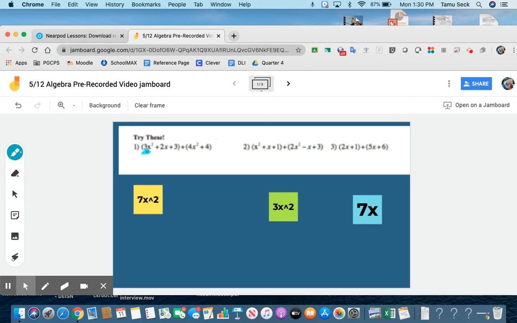So 3x squared plus 4x squared is 7x squared. Then 2x, and there's no x on the other term, so it's just the 2x. And then we're going to add the constants. 3 plus 4 is 7. So we're going to combine like terms. 3x squared plus 4x squared is 7x squared plus 2x plus 7.